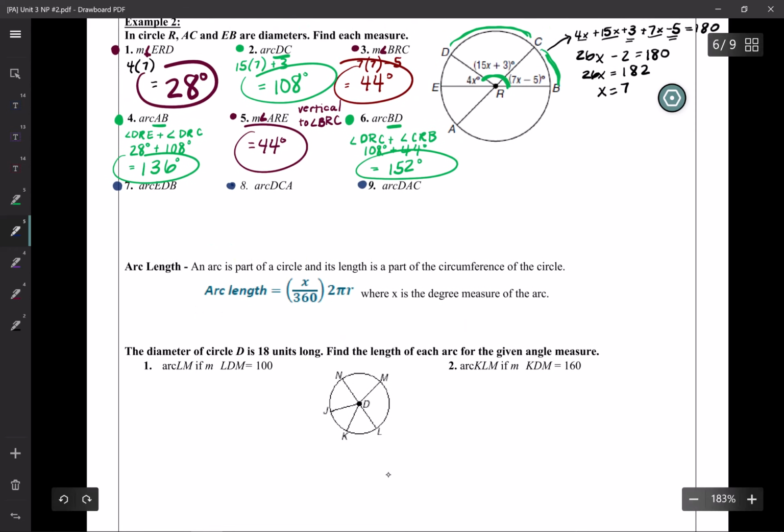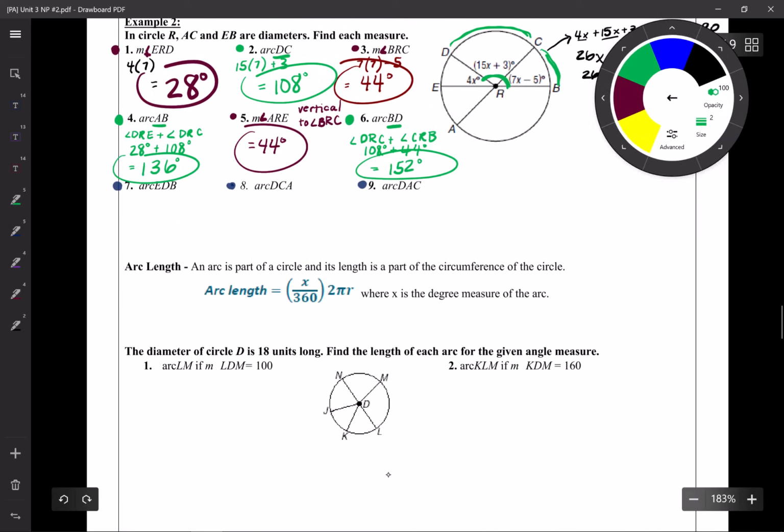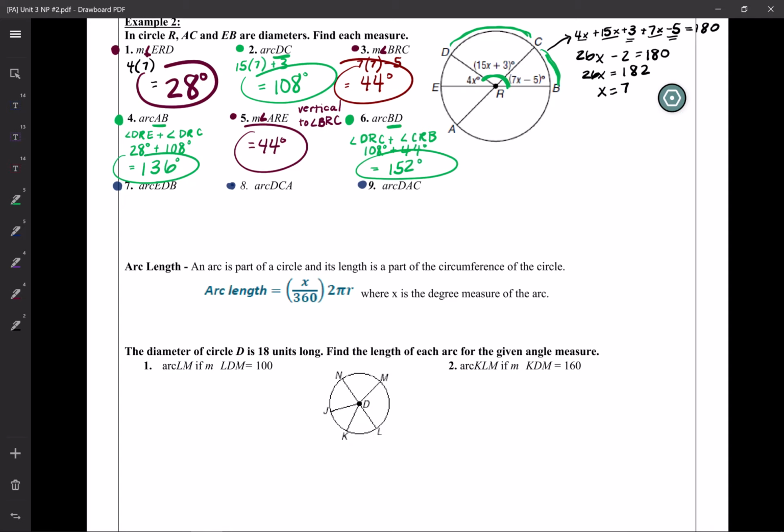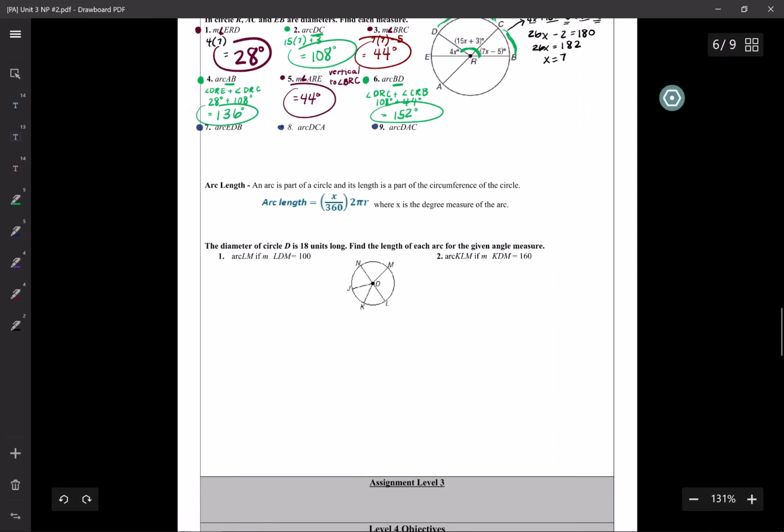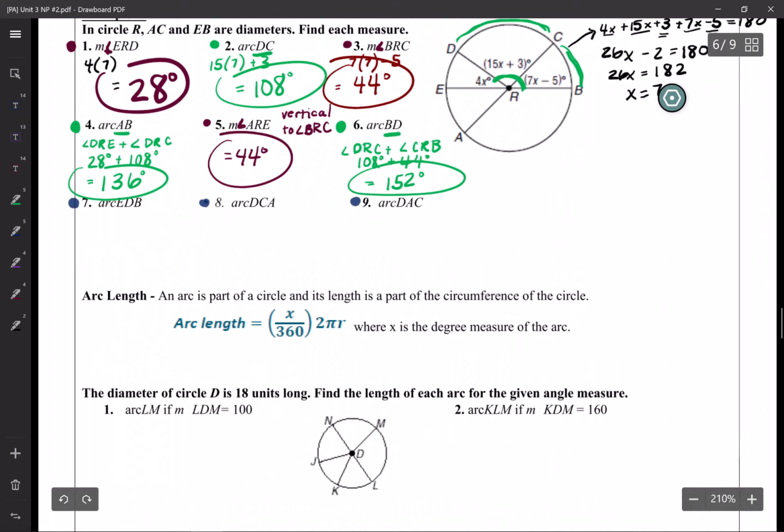So I'll do this in dark blue so you could see the difference of all of them. We need to find arc EDB. So that's this arc right here. If you take a look, this arc is half of this circle. So all I need to do is find what half of 360 is, since the full thing is 360, and that's just 180. You could also use the rule of the fact that it's a semicircle.